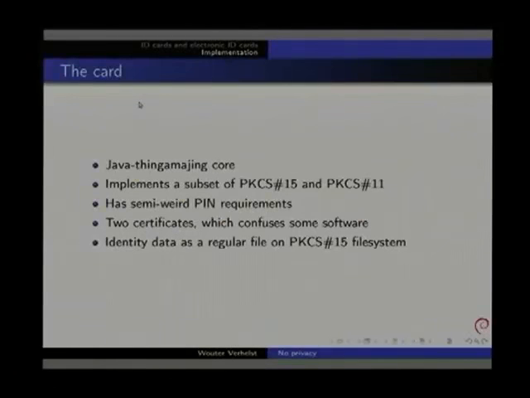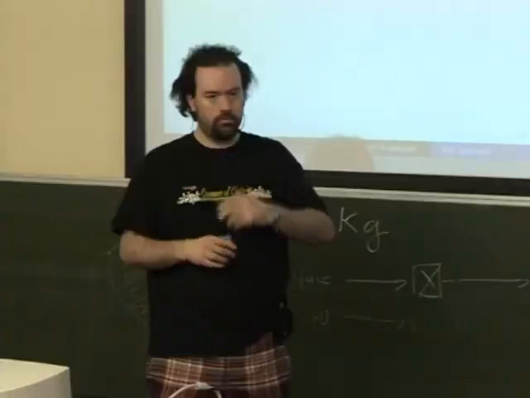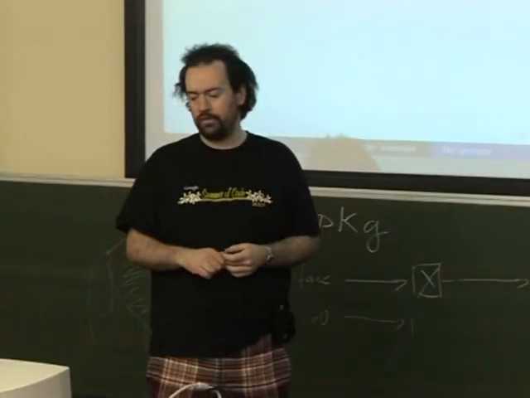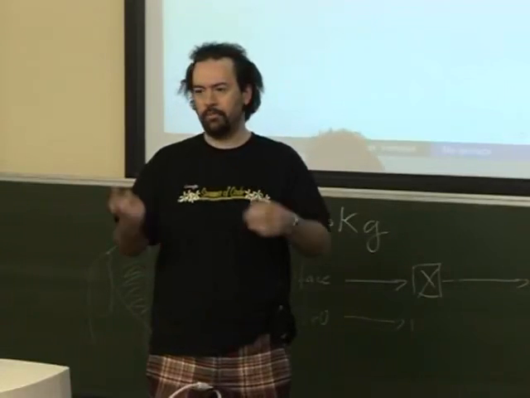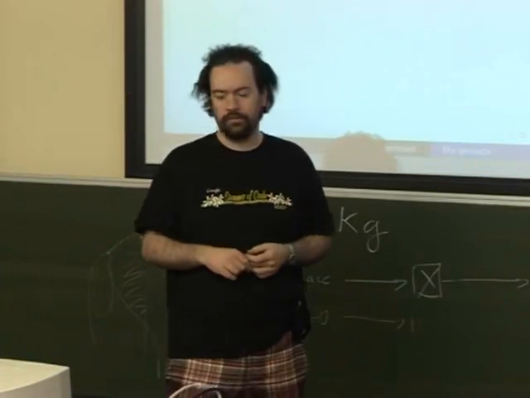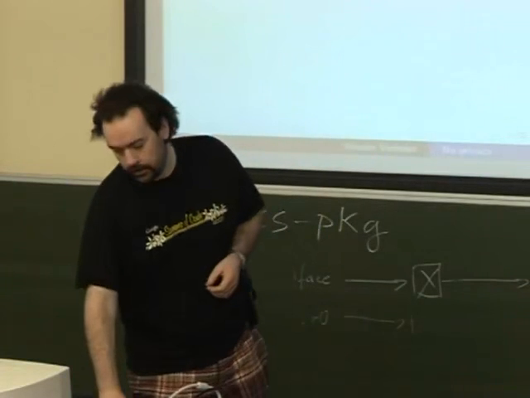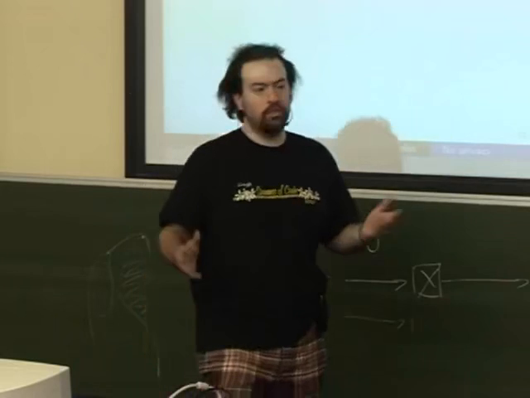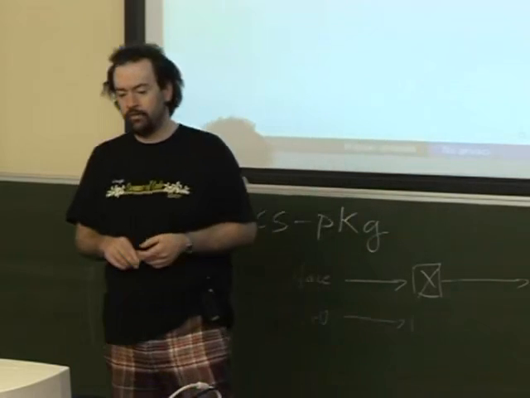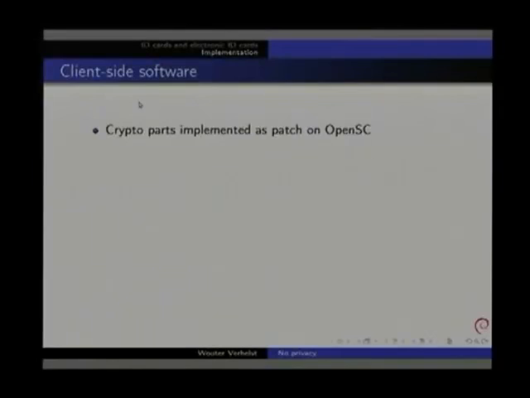The identity data is just a regular file on the PKCS 15 file system. You can read that with just PKCS 15 calls and interpret it. The format of the file is specified in the specification of the card. But you don't need to do that. For the client-side software, there's some software provided with the card, which you can download from the government website.